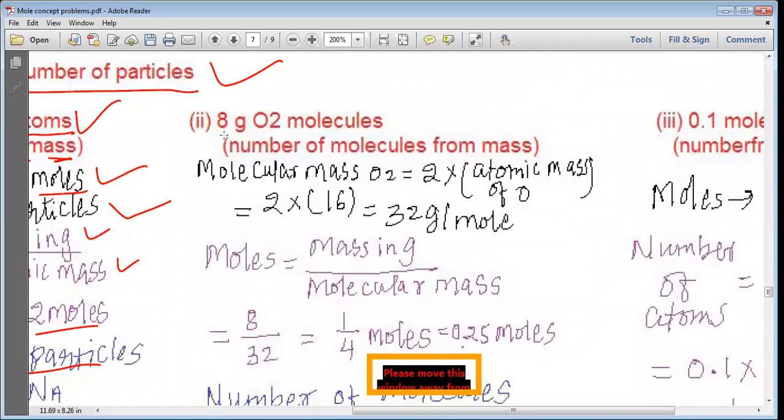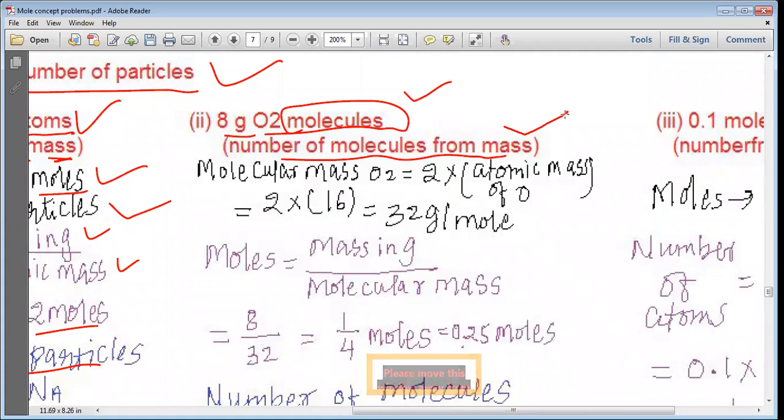In the next question, they have given 8 gram of oxygen molecules. So instead of atoms, they have given us the molecules, and this is the kind of calculation where we find out the number of molecules from the mass. So first we will find out the molecular mass of oxygen, that is 2 into atomic mass of oxygen, that is 2 into 16, because atomic mass of oxygen is 16, that is 32 gram per mole.